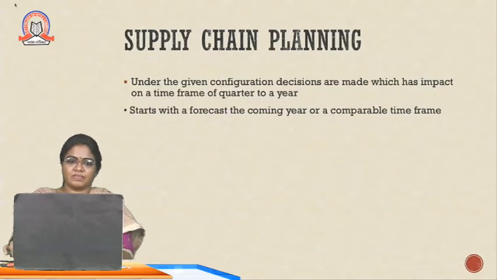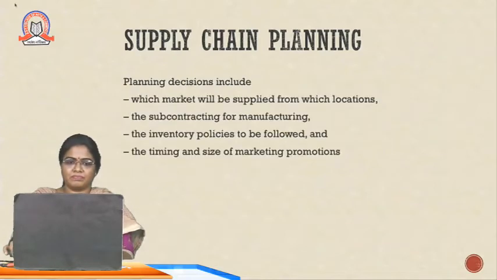be utilized. Supply chain planning: under the given configuration, decisions are made which have impact on a time frame of a quarter to a year. It starts with a forecast for the coming year or a comparable time frame. Supply chain planning decisions include which market will be supplied from which location, the subcontracting for manufacturing, the inventory policies to be allowed, and the timing and size of marketing promotions.